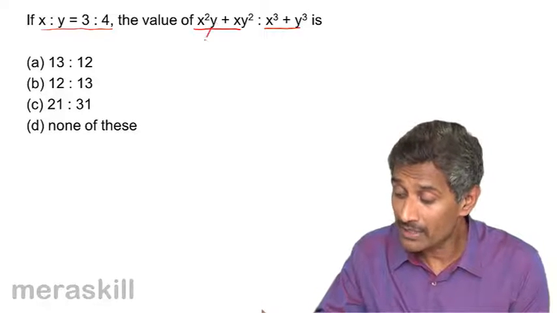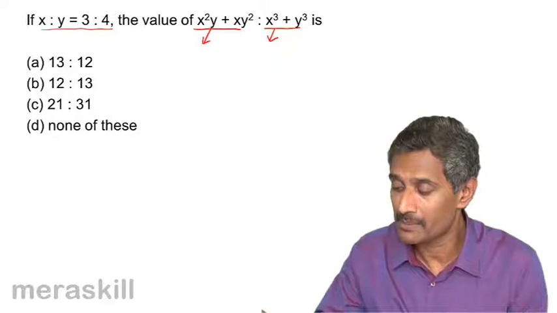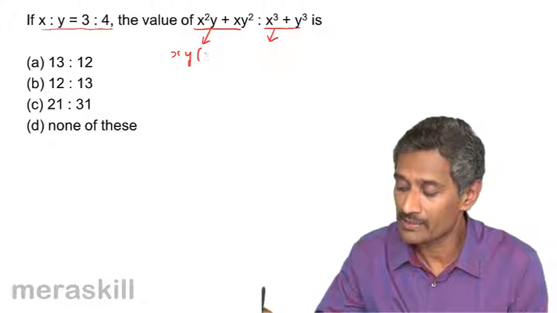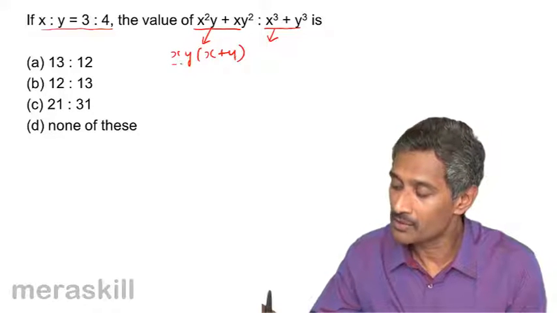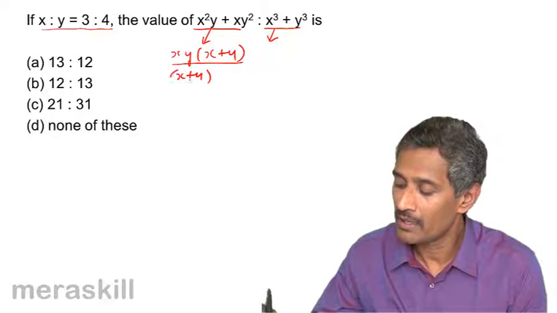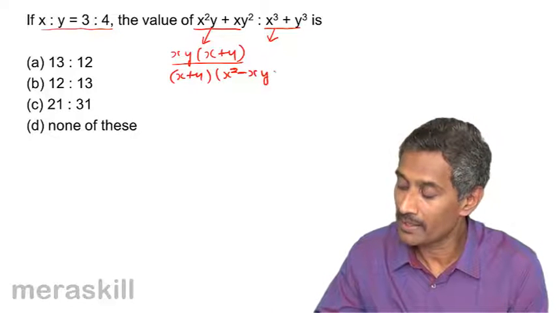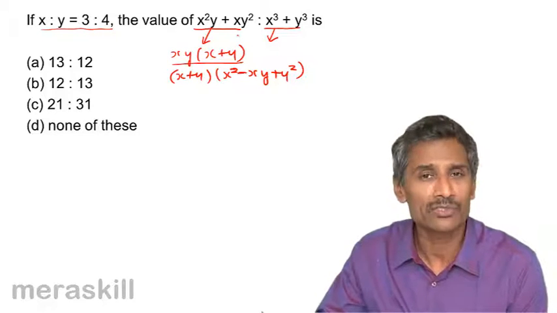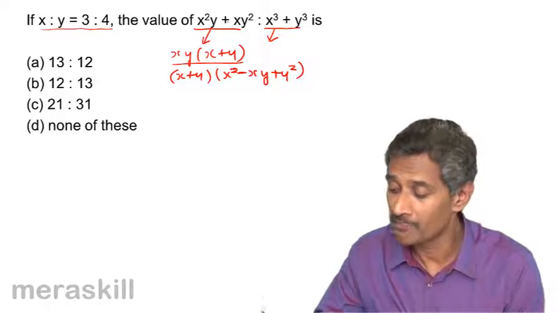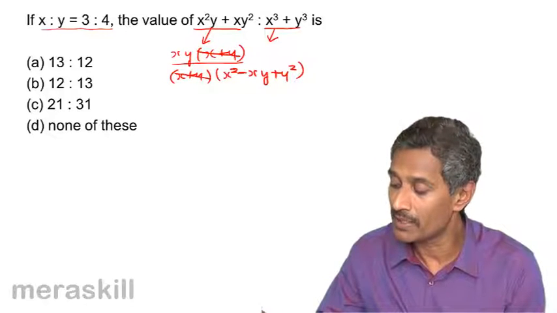But when you look at this thing, this can be further simplified. If you see x square y plus xy square is nothing but xy into x plus y. And this is going to be x plus y into x square minus xy plus y square. So whenever you get a complex expression, check if you can further simplify. So here if you see this term gets cancelled and you're left with xy upon this.